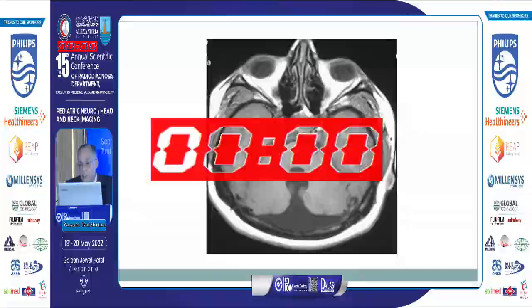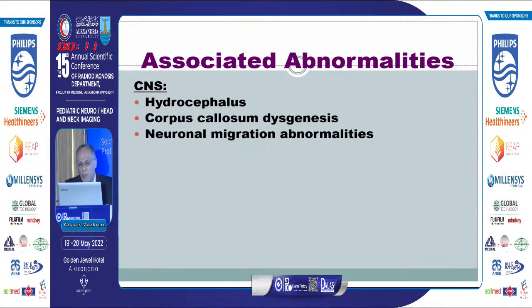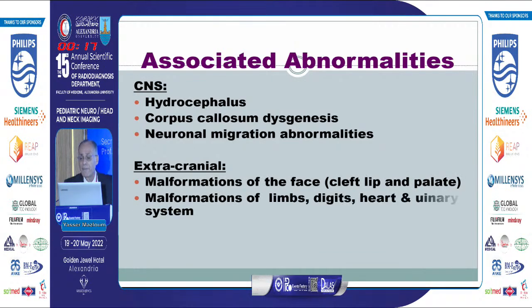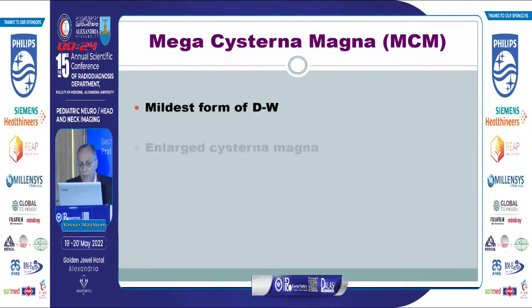Mild form of Dandy-Walker. CNS: hydrocephalus, corpus callosum dysgenesis, neurological and neuronal migration abnormalities, and extracranial malformation of the face like cleft lip and palate, malformation of limbs, digits, heart, urinary system. Cisterna magna, mild form of Dandy-Walker.